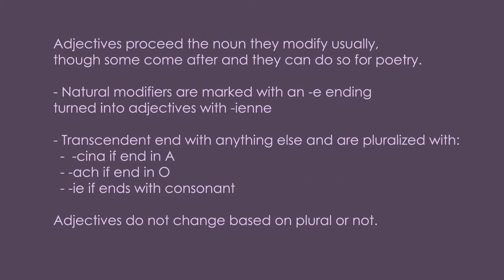Adjectives precede the noun that they modify usually, though some come after, and they can also do so for poetic reasons. Natural things are marked with an E ending, and you make them into an adjective by adding on ien, that is I-E-N-N-E, ien. Then transcendent things end with anything else and are pluralized with sina if they end with an A, ach, that's A-C-H, if they end in an O, and ie if it ends in a consonant. Adjectives do not change based on plurality.